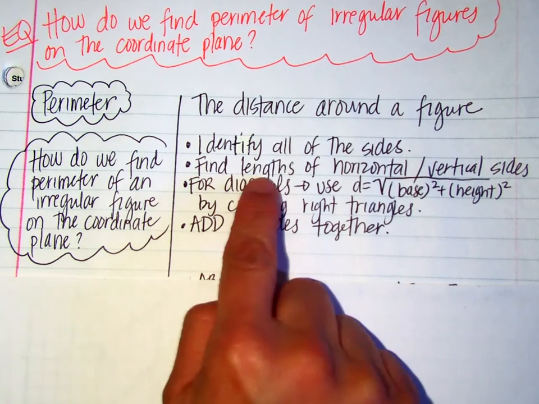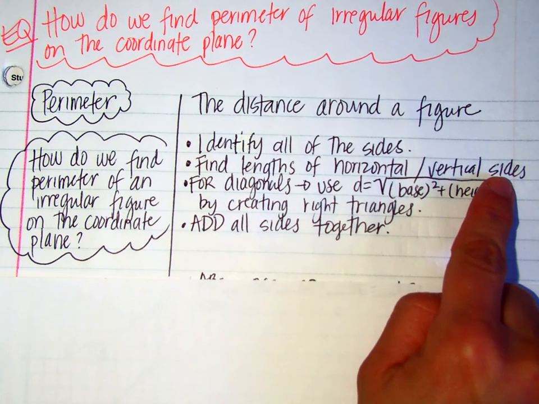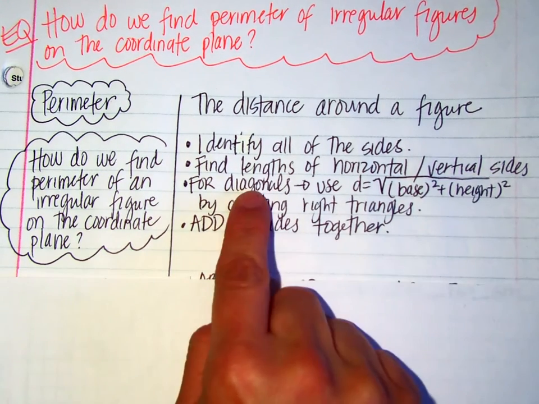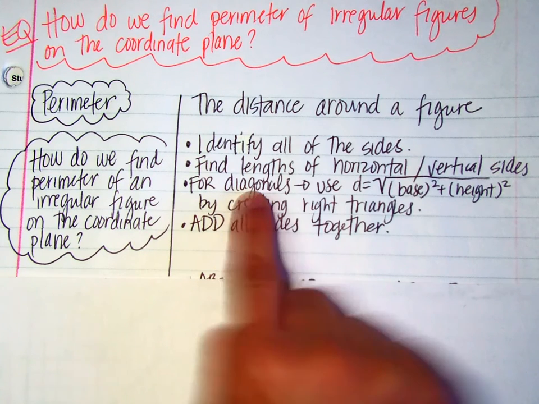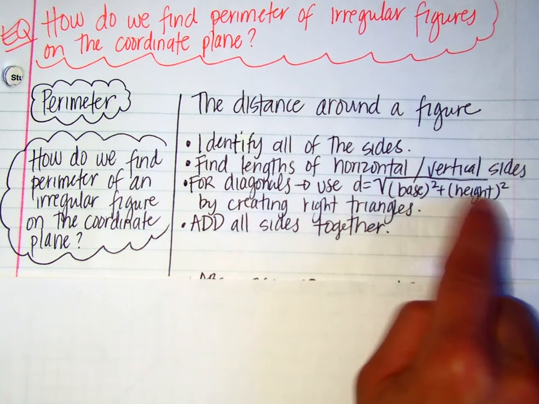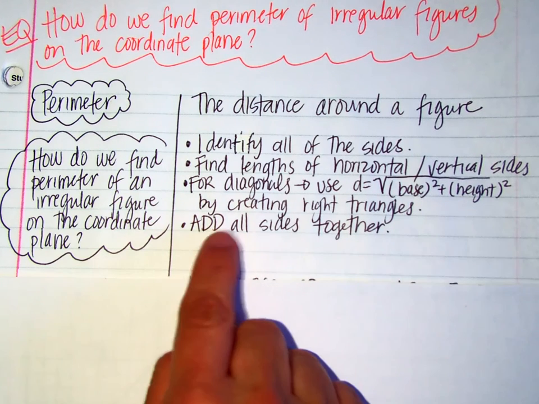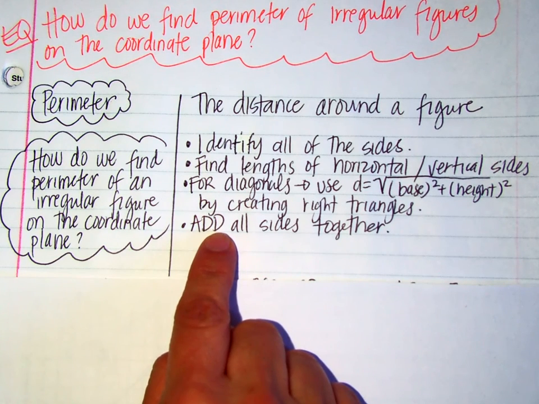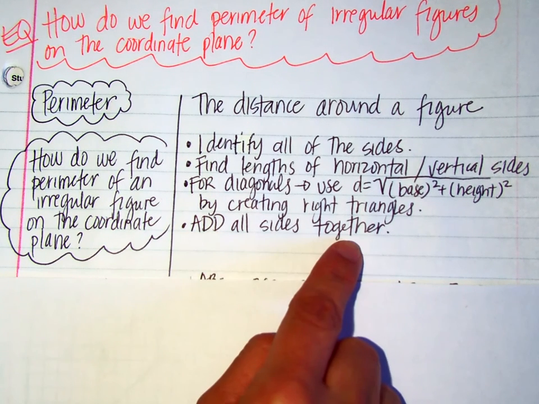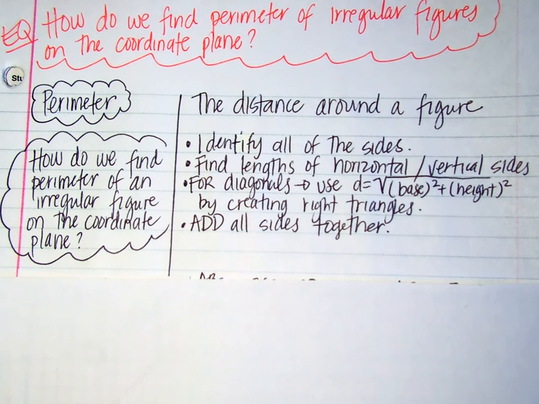We're first going to be finding the lengths of the horizontal and vertical sides because those are the easiest to count. And we're going to leave the diagonals till the end because we're going to try to draw those right triangles to use this modified version of that Pythagorean theorem distance formula. Once we find all of the lengths of our sides, we're going to add all of our sides together, not forgetting to always write units at the end, as that's what we have on the coordinate plane. So let's get started.